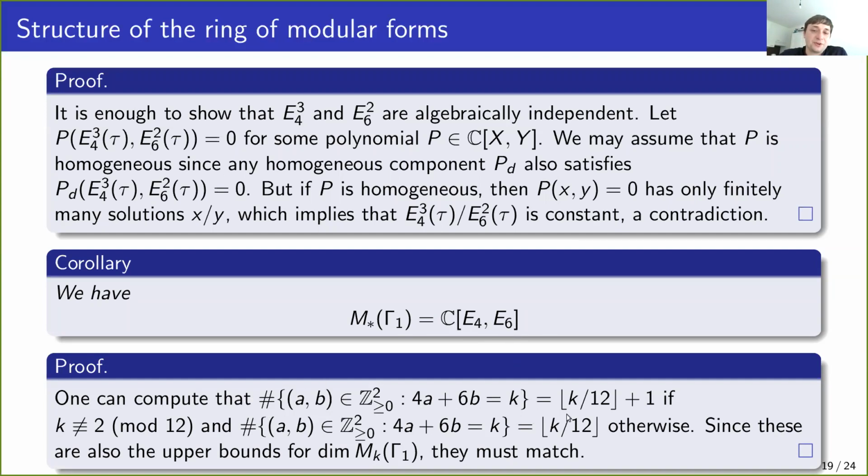And it turns out that it's actually equal to the dimension bound. And if k is congruent to 2 modulo 12, it's also equal to the dimension bound. So in all cases it is equal. Because we have an upper bound, which is given by this number, and now we have a lower bound because we have this many functions given by monomials in E4 and E6. So these two bounds match, and this means that this is the full space of modular forms of weight k.